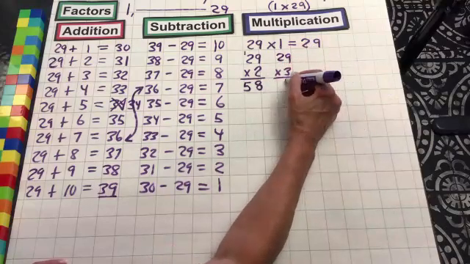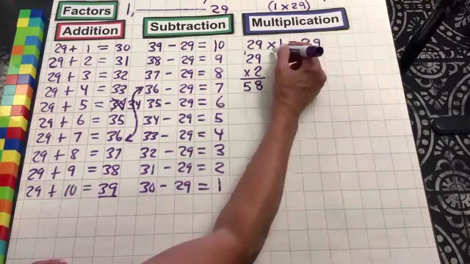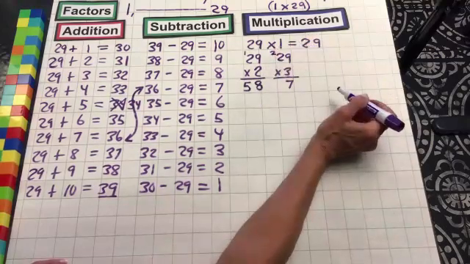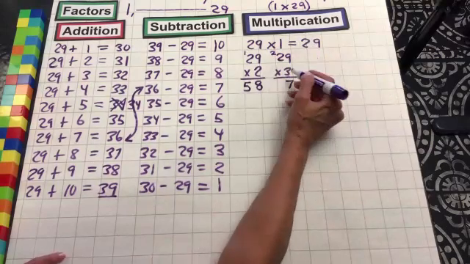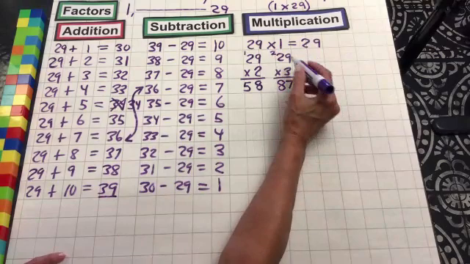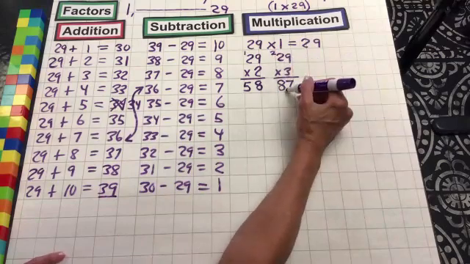9 times 3 is 27. Drop the 7, carry the 2. 3 times 2 is 6, plus 2 is 8. So 3 29s added together would be 87.